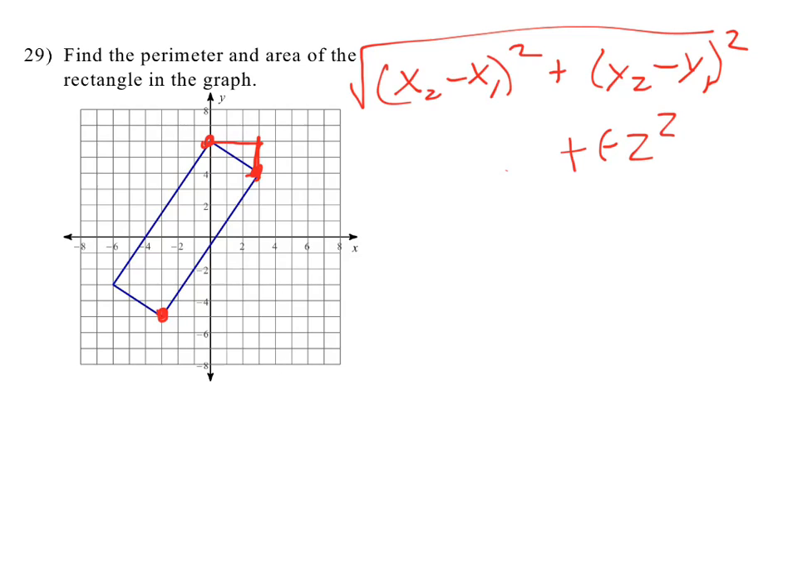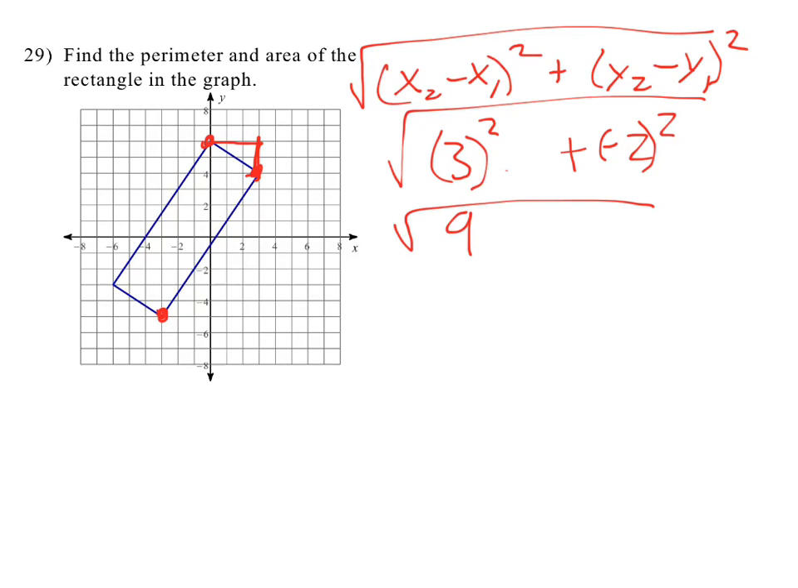So notice the 3 to the side, 2 down. I guess it's going to be negative 2. The 3 is going to go here. I'll need to square those and add them up. You'll get 9 plus 4 over here, and when you add those up, you'll get the square root of 13. So that's the length of this side here.